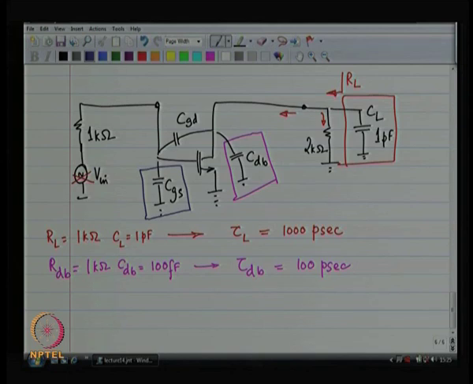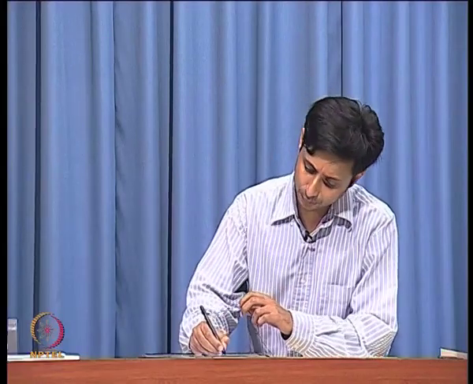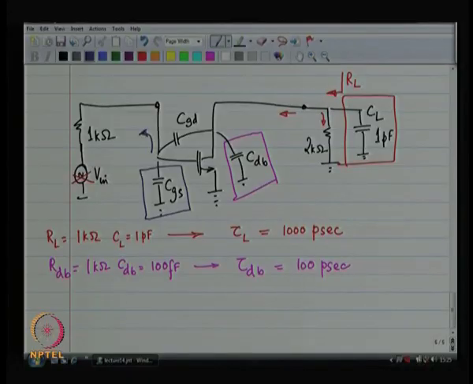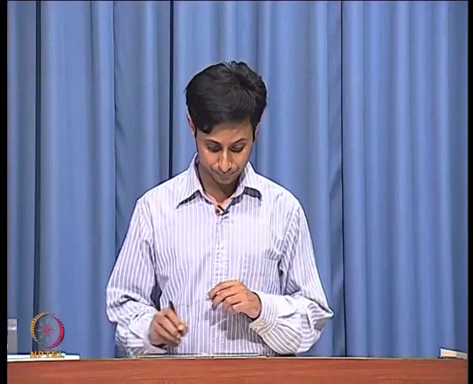You remove all the other capacitors, you remove CGS and find out what is the resistance that CGS is going to see. On one side, CGS is going to see 1 kilo ohm. On the other side, CGS is going to see the gate of the MOSFET, which has infinite resistance. So, basically it is going to see 1 kilo ohm in parallel with infinitely large resistance. So, it basically sees 1 kilo ohm.